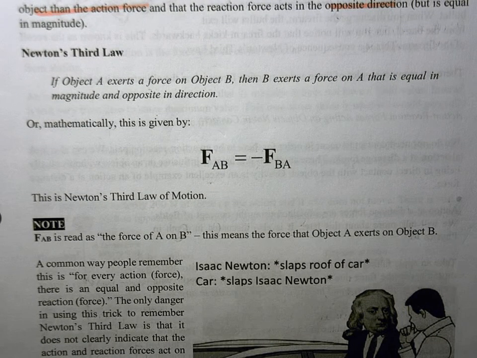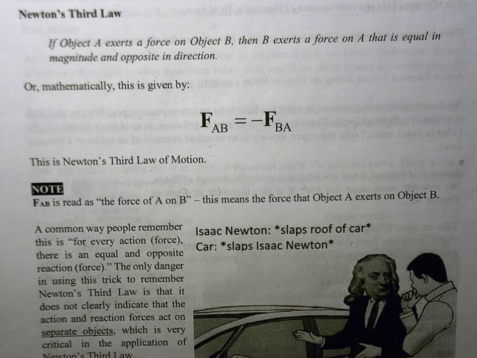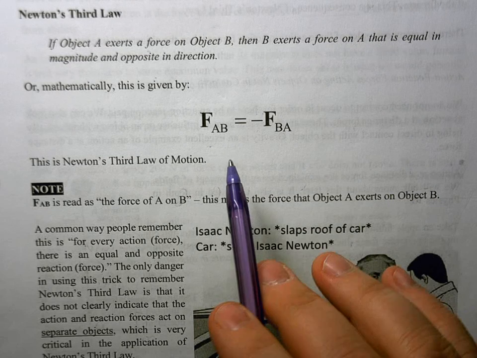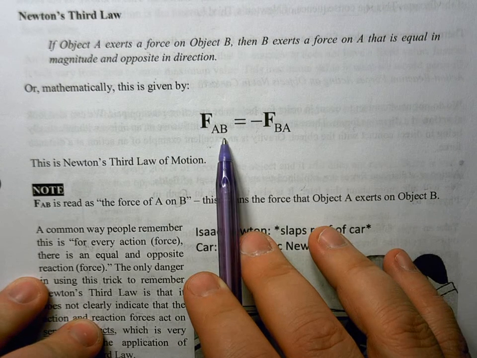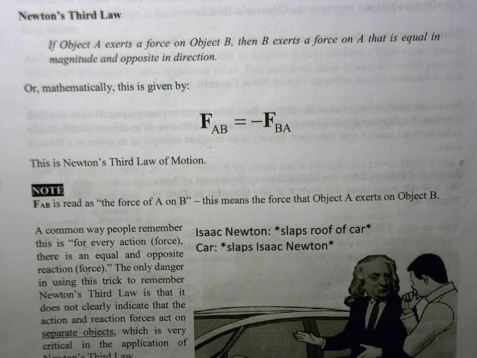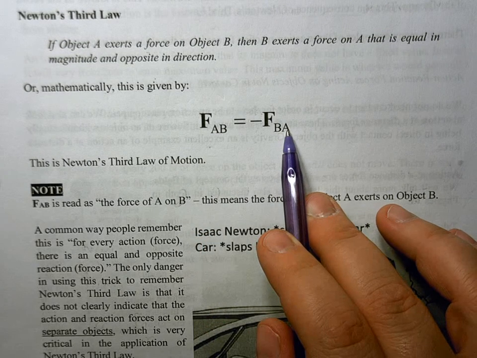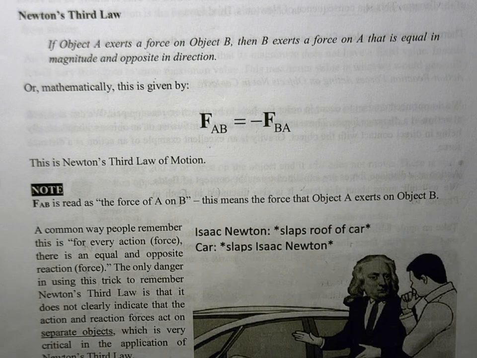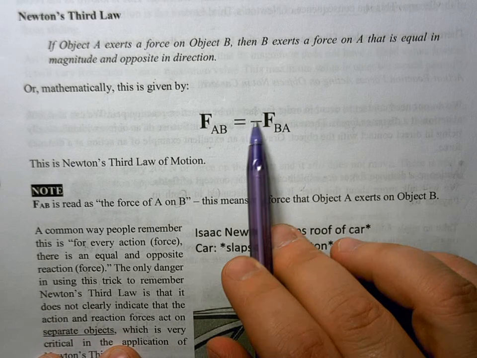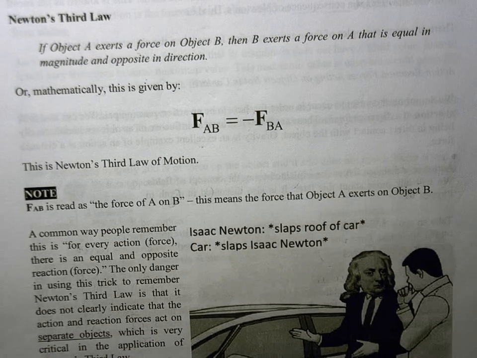We can look at it in the nice wordy way. You could say object A exerts a force on object B, then B is going to exert a force on A that is equal in magnitude and opposite in direction. The mathematical way we could say it is something like this: the force of A on B is equal to the negative of the force of B on A. When we see this AB subscript, this means A on B. When we see BA, this is B on A. So this is telling us that the force of A on B and the force of B on A have the exact same value. The negative here is just telling us that they're acting in opposite directions.